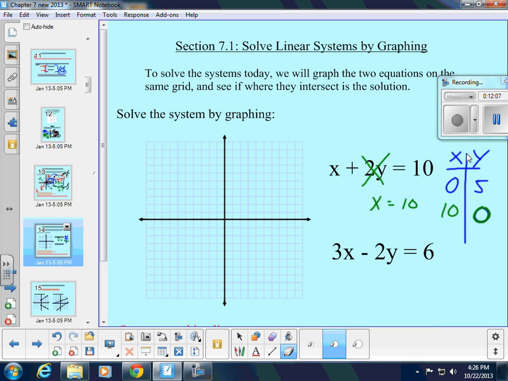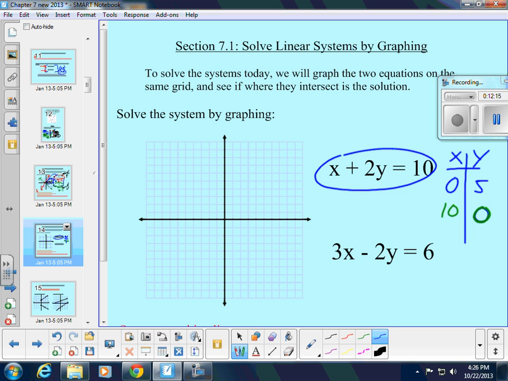x-intercept, 10, 0. So again, using that method, if you're still kind of struggling with it, I would like you to keep practicing it, because that can be a very handy method to graph equations. So let's see, 0, 5 is my y-intercept, 10, 0 is my x-intercept. So this equation would look something like this.